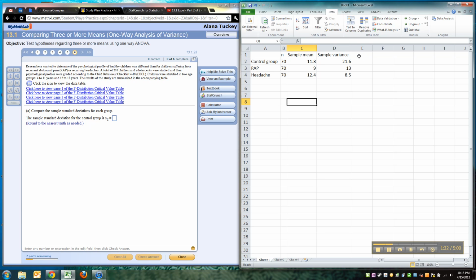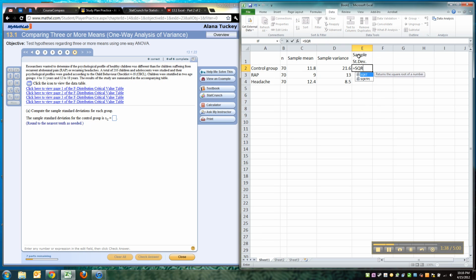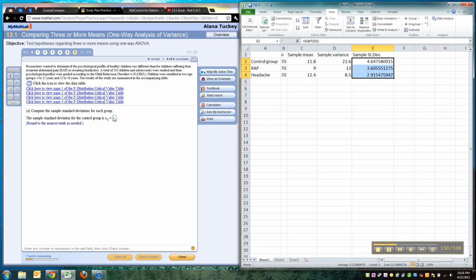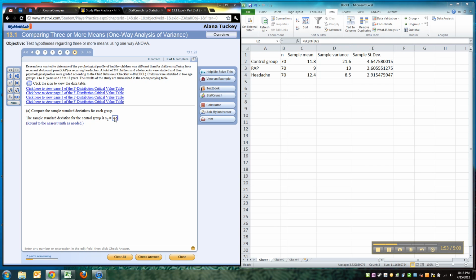Well, we have the variances right here. So remember, the sample standard deviation would be equal to the square root, SQRT, of that value. And then I'll just drag it down. There we go. Okay, so they want the nearest tenth. So that's going to be 4.6 for this one, and then for the next group, 3.6, and for the next group, 2.9.